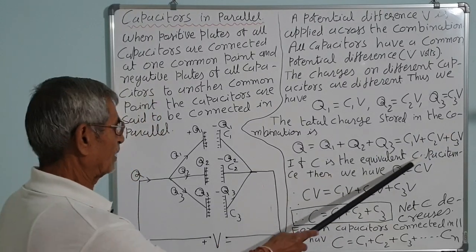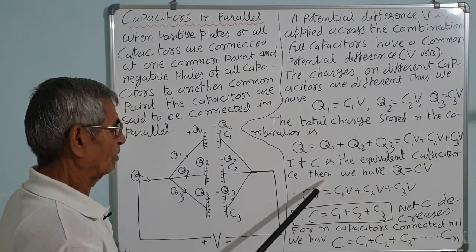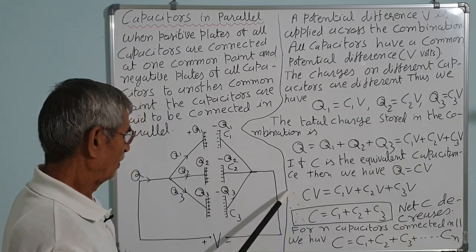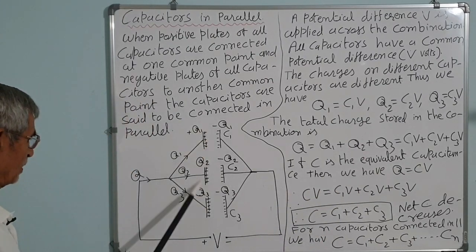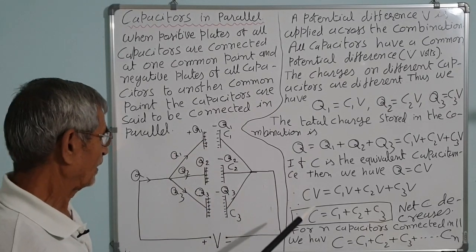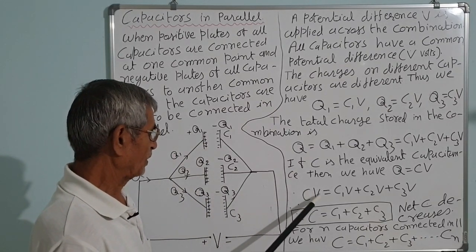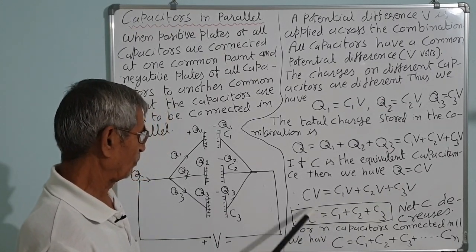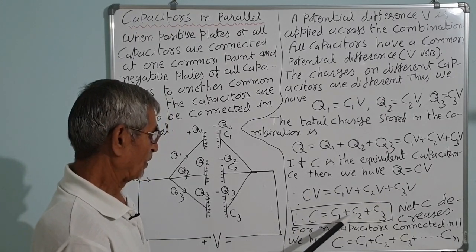If C is the equivalent capacitance of all three capacitors, then we have Q is equal to CV, that is, all three can be replaced by C. C is the equivalent capacitor. So, CV is equal to C1V plus C2V plus C3V. Therefore, C is equal to, V is common, C1 plus C2 plus C3.